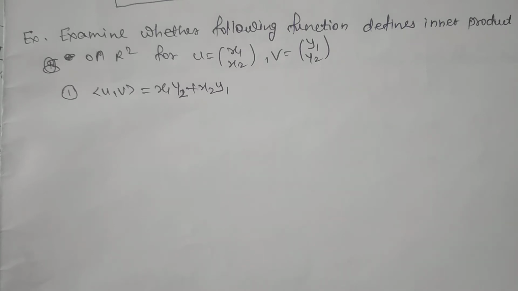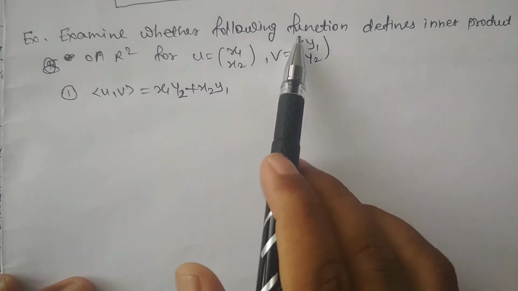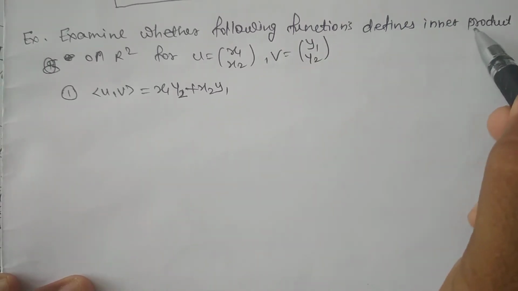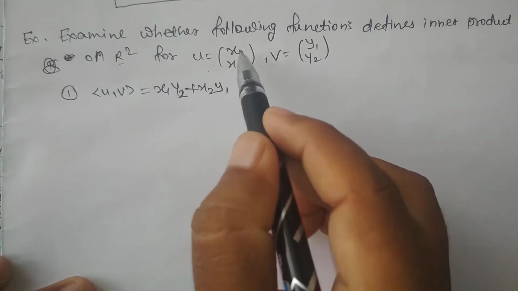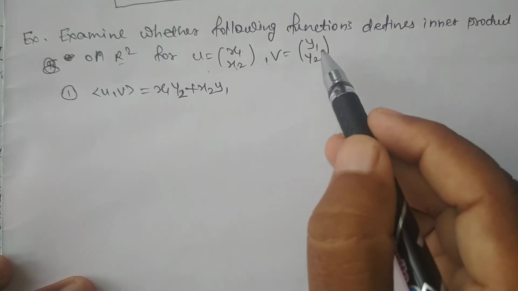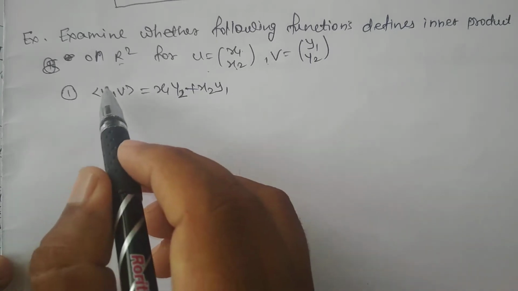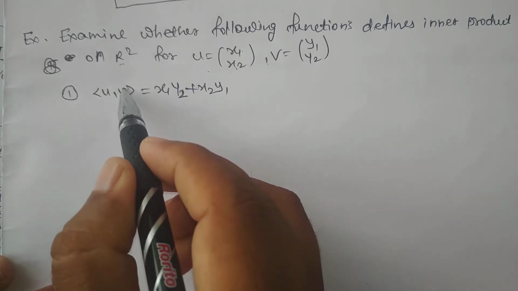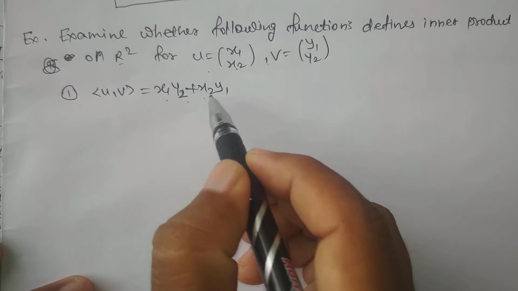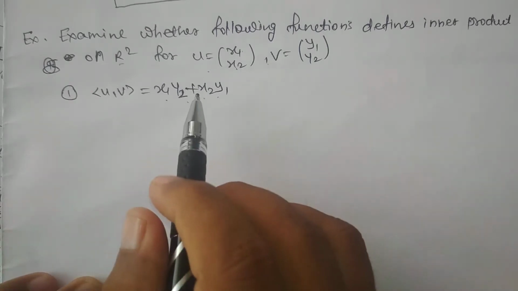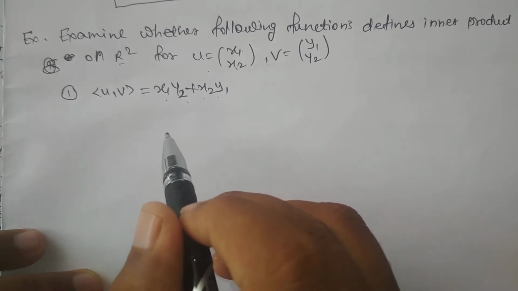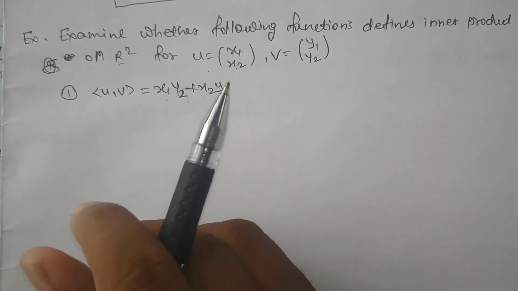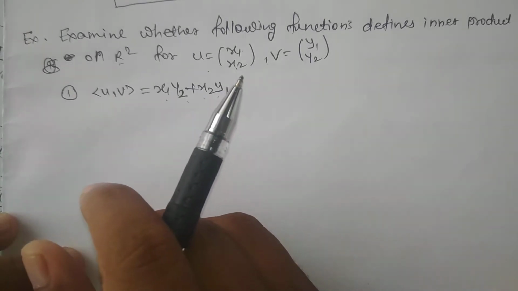So the question is, examine whether the following function defines an inner product on R square, for u given as x1 x2, v given as y1 y2, and the definition is inner product of u comma v is equal to x1 y2 plus x2 y1. We have to check whether this function defines an inner product. So how to check this? You have to check these three conditions one by one.